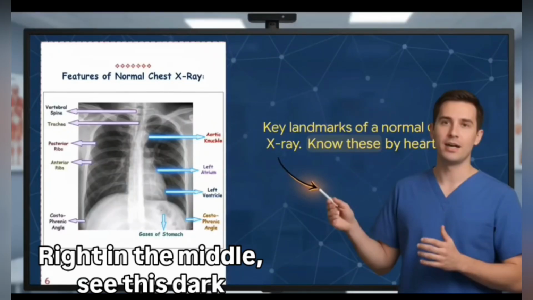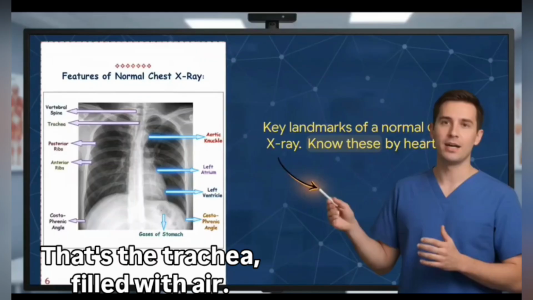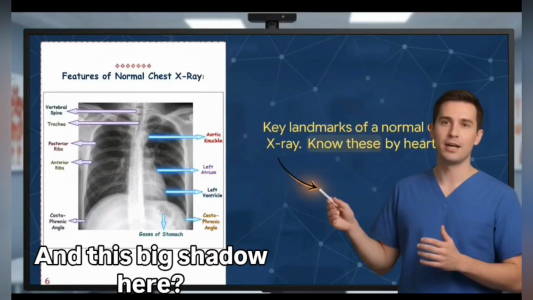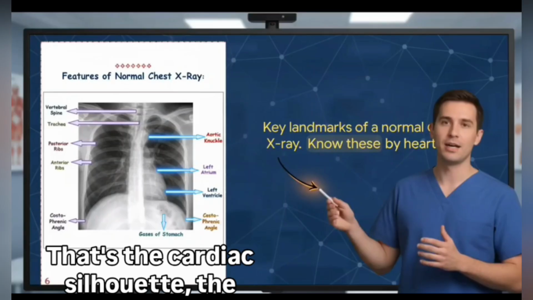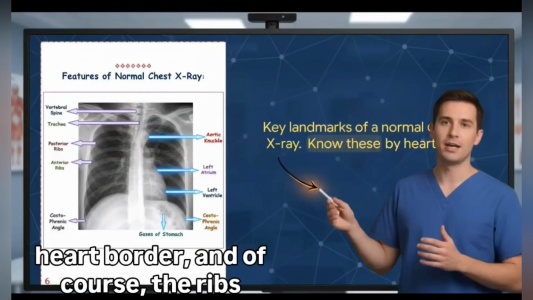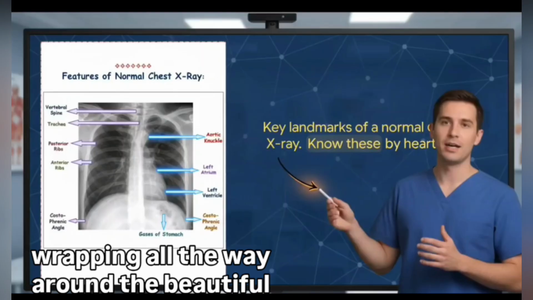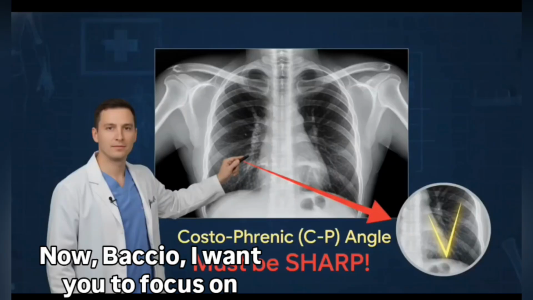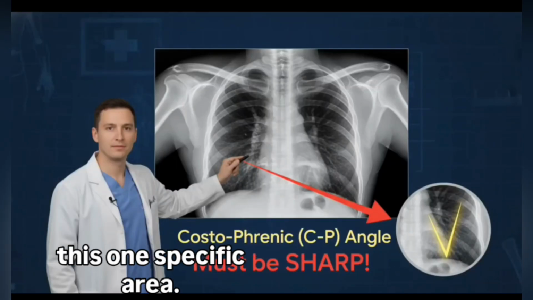Right in the middle, see this dark column? That's the trachea, filled with air. Just behind it, you can make out the vertebral spine. And this big shadow here, that's the cardiac silhouette, the heart. You've got your aortic knuckle, the left heart border, and of course, the ribs wrapping all the way around the beautiful lung fields.